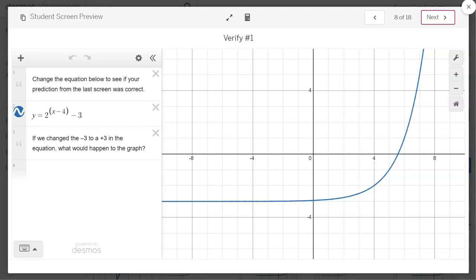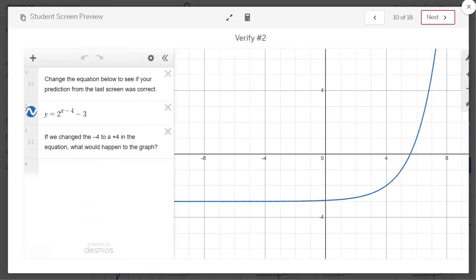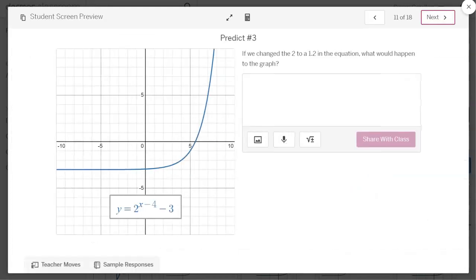Of course, some of them are going to pull up that Desmos in a separate screen. I did give them a scientific calculator. I don't even know why I did because I'm not sure it would be of much use in this lesson, but this time, what happens if we change the -4 to a +4? Since they just practiced that, some of them will remember. And then this one, what if we change the 2 to a 1.2?